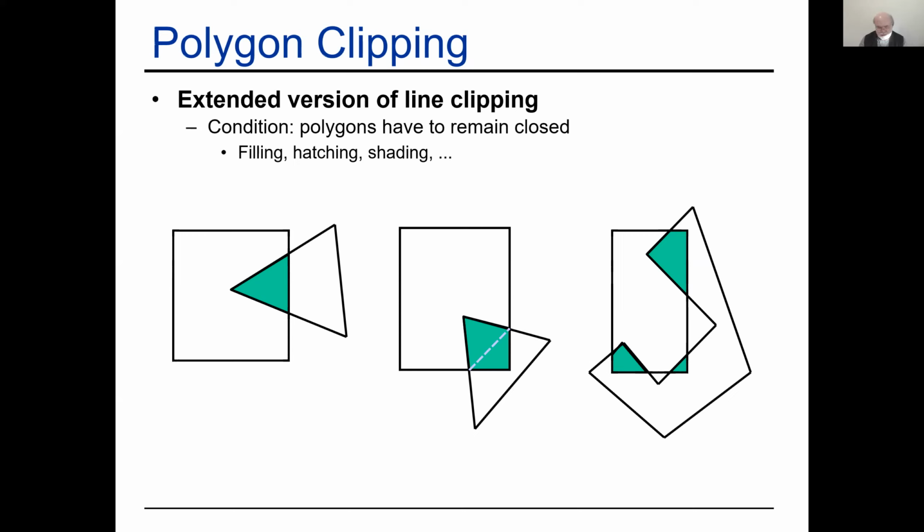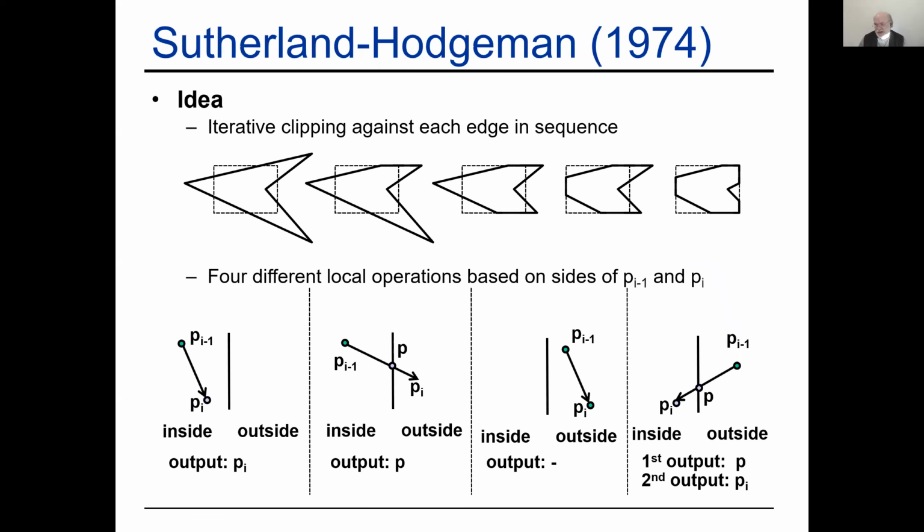So in general, this seems like a much more complex problem, but it actually turns out it's not. And here is the clipping algorithm that you can apply. Again, it's by two authors, Sutherland and Hodgman, in 1974, and they came up with an extremely clever idea. The idea here is that you clip the entire polygon against a single edge first.